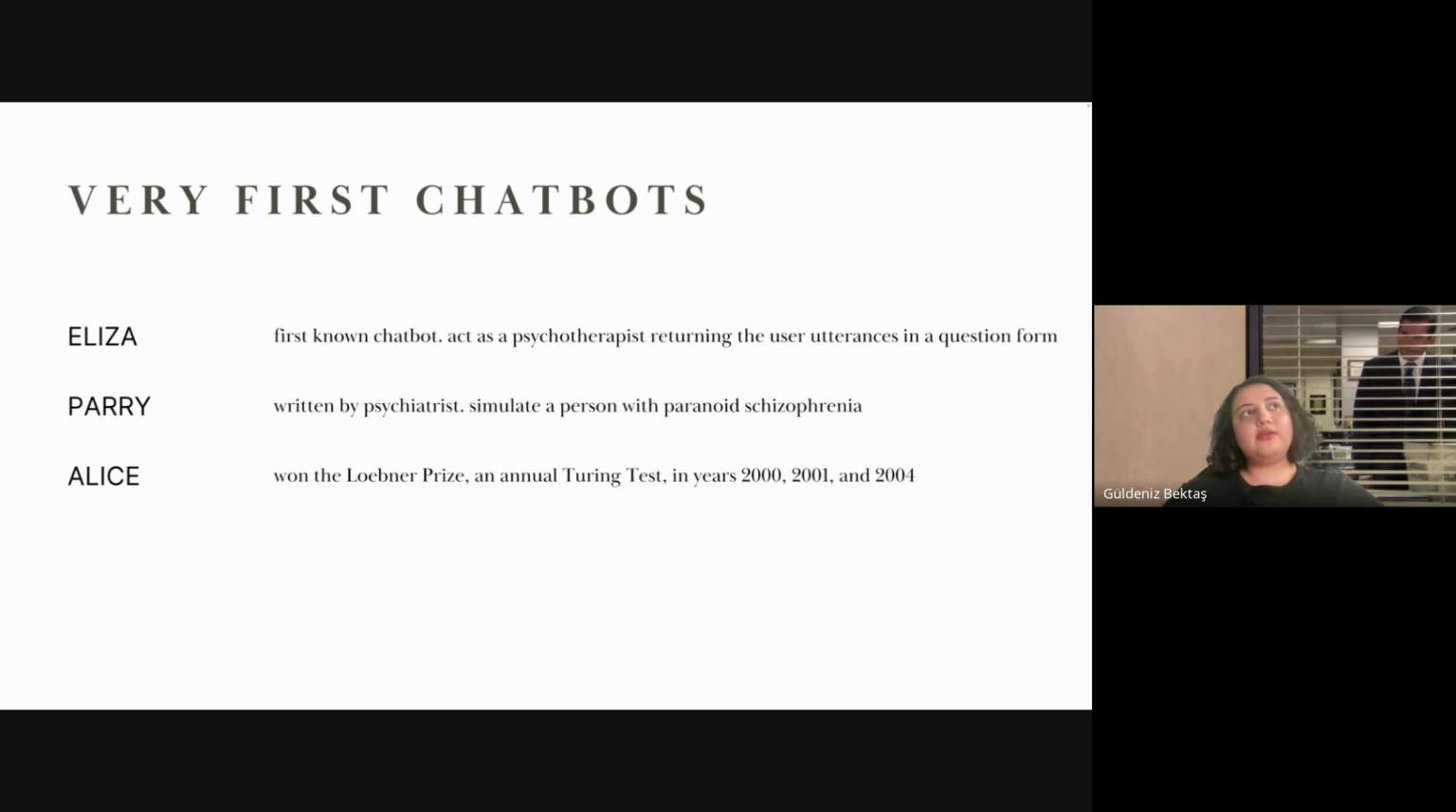Right now, the flow of the conversation with Eliza might not intrigue you, but back then it wasn't even an idea. Talking with computers was not even the main idea. So it was a really great step for back then.